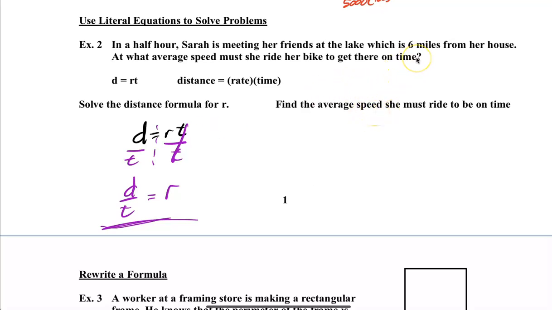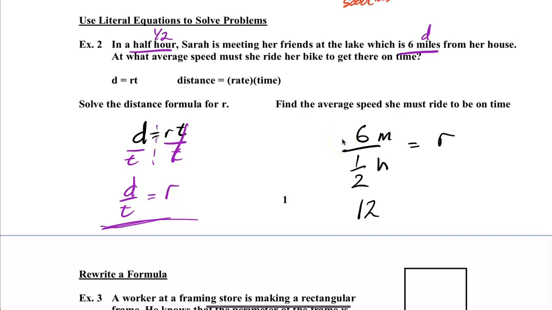She is 6 miles away. That is her distance. In half an hour, so time is going to be 1/2 of an hour. Using the formula, the distance, 6, over the time, 1/2. Let's put the units in before I forget. 6 miles over half an hour is equal to our rate. To simplify this, you can put it into your calculator, but really, when you divide by a half, you just double it. So you get 12 miles per hour is her rate. That's how fast she has to go on her bike.